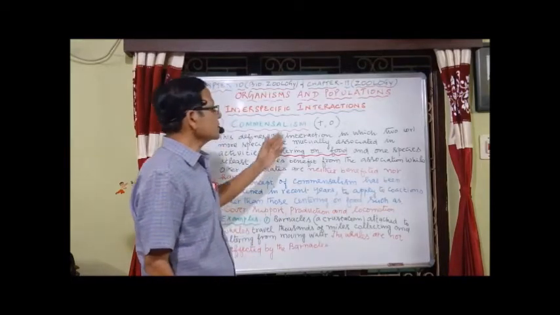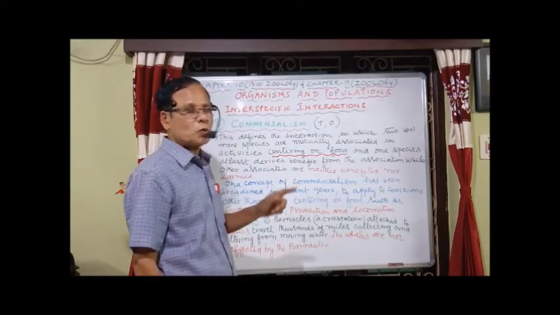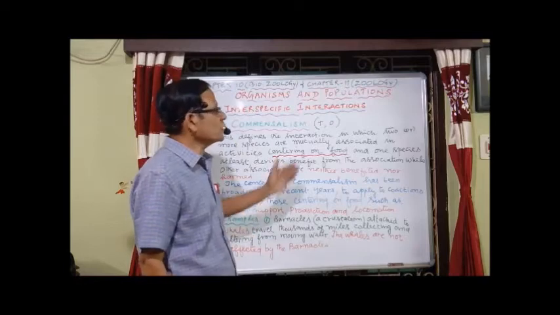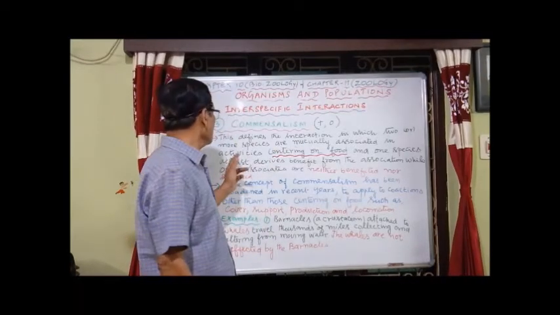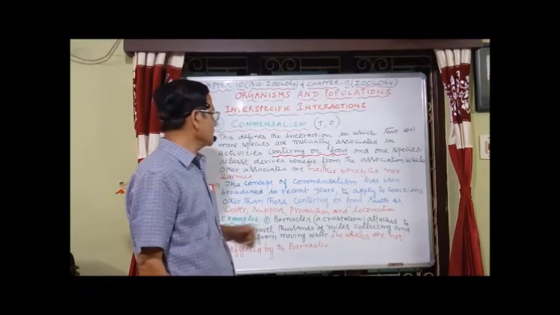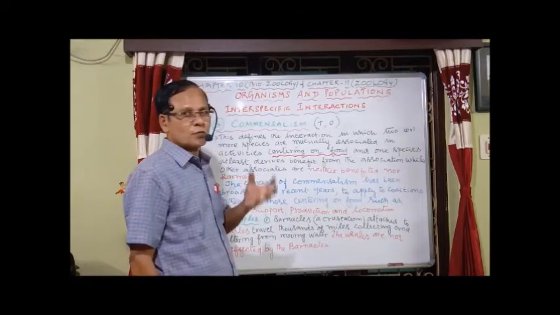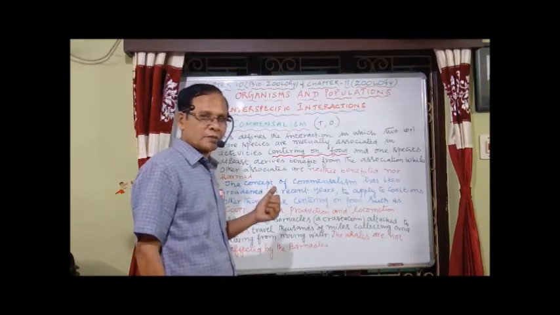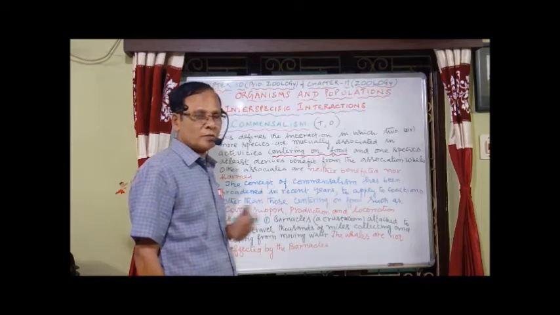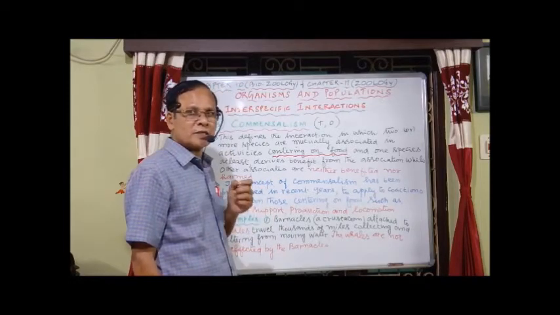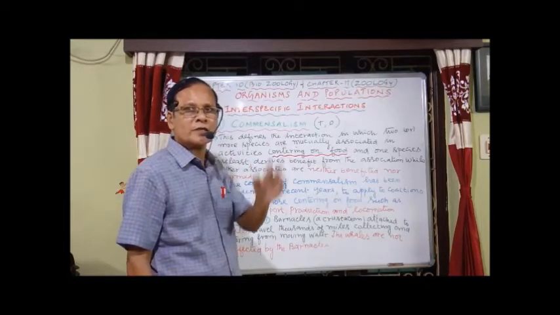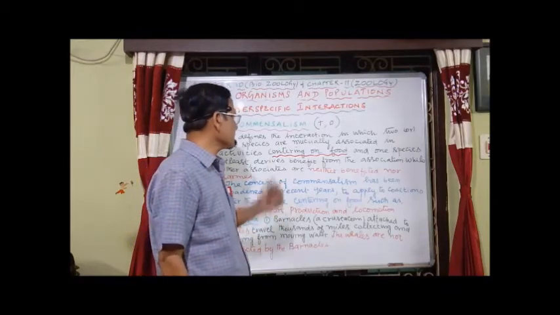So this defines the interaction in which two or more species are associated in activities centering on food, mainly for food. So the meaning of commensalism is eating at the same table without affecting each other. Eating at the same table without affecting each other. That is what is called commensalism.